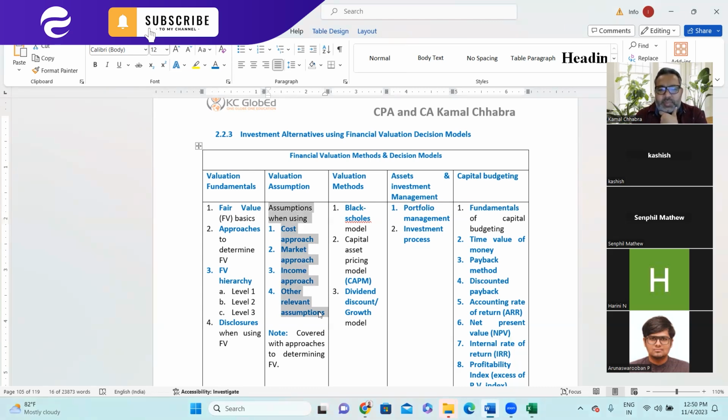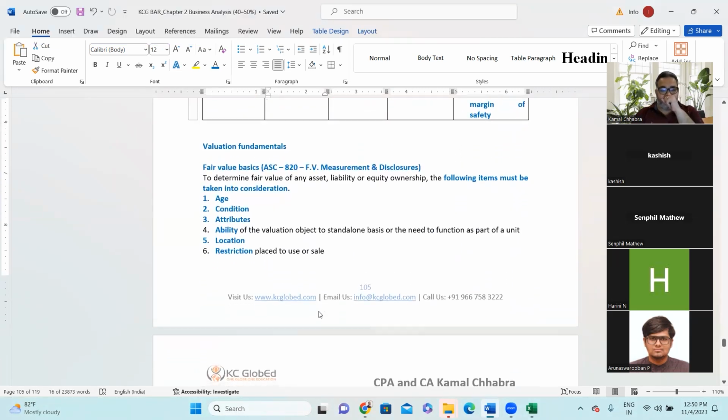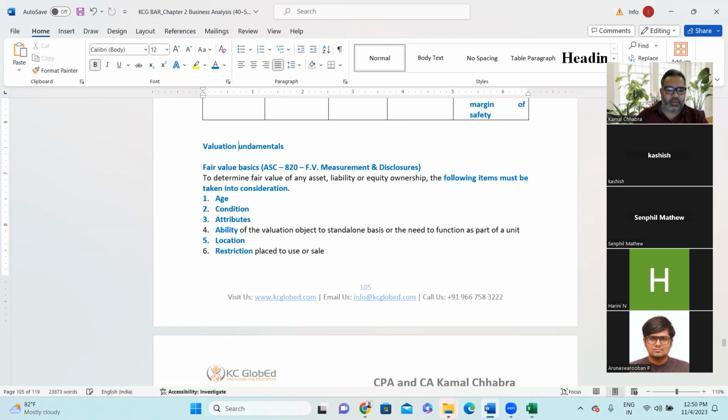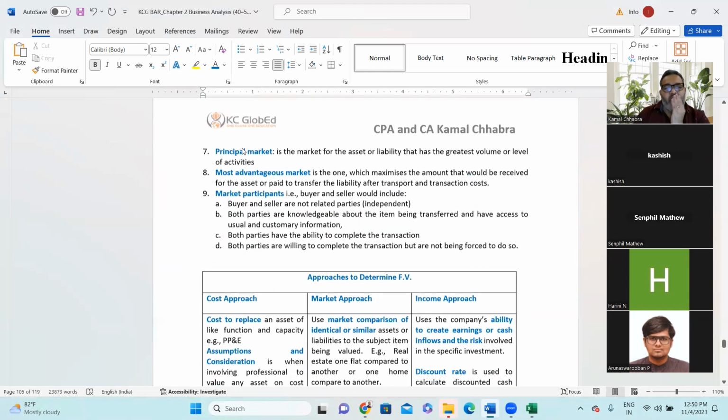Capital asset pricing model, CAPM model, we have already covered. Dividend discount growth model, we have already covered. So by end of today, we'll be done with these three topics. And tomorrow, we'll be finishing assets and investment management and capital budgeting topic. So valuation fundamental, there we understood the basics, fair value basic as per ASC 820, fair value measurements and disclosure.